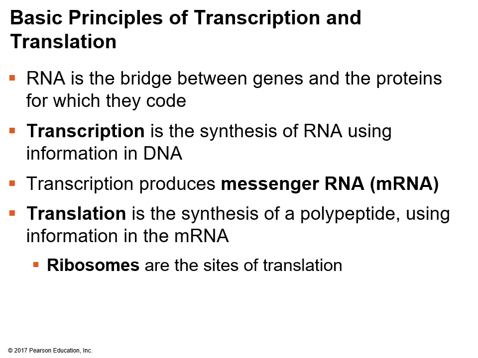Next, we will discuss transcription and translation, the two steps in gene expression. RNA is the bridge between genes and the proteins for which they code. Transcription is the synthesis of RNA using information in DNA as a template. Transcription produces messenger RNA, also called mRNA. Translation is the next step. This is the synthesis of a polypeptide using information in the mRNA. Ribosomes are the protein factory where translation is going to take place.